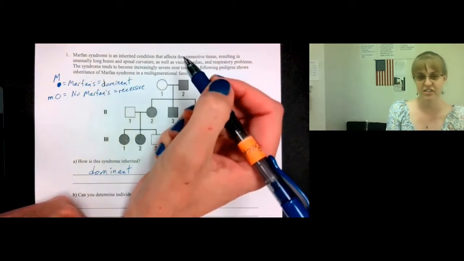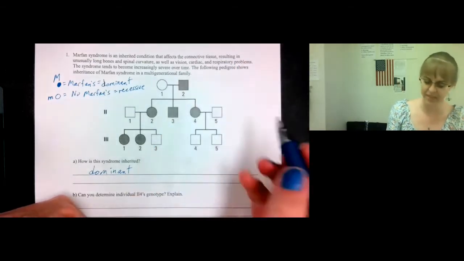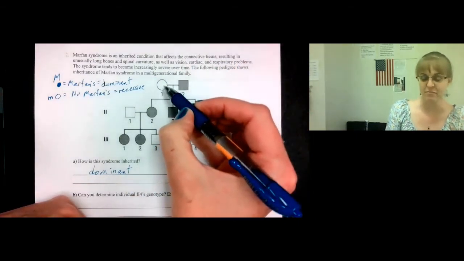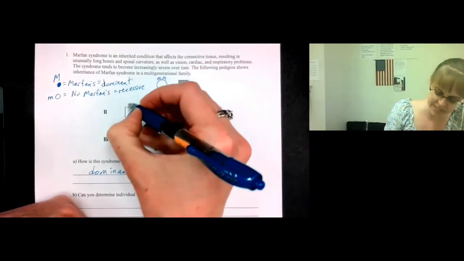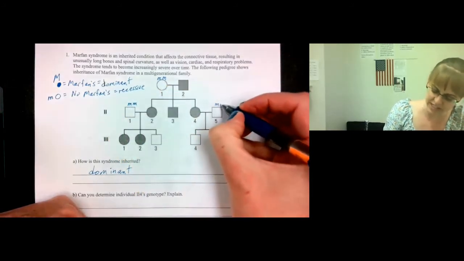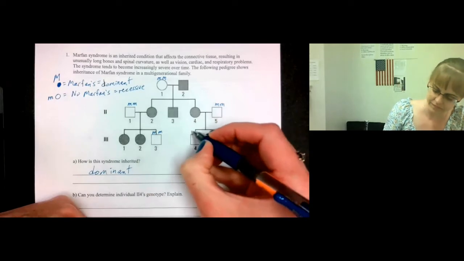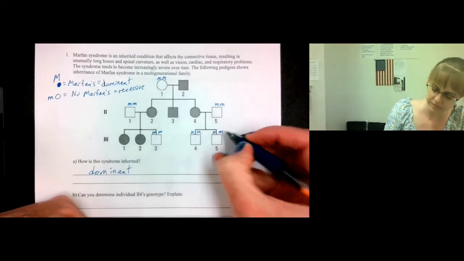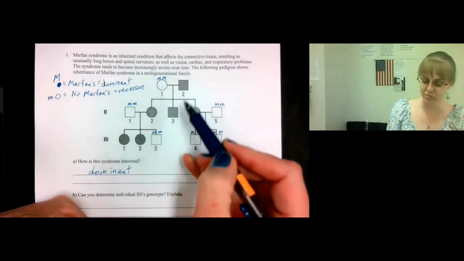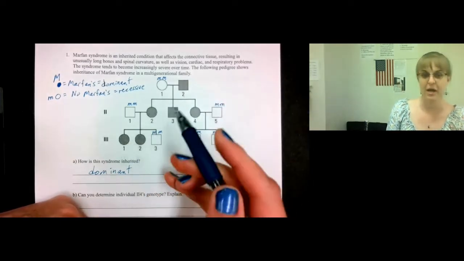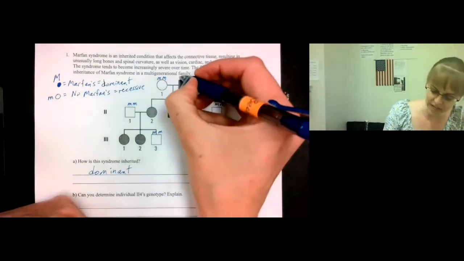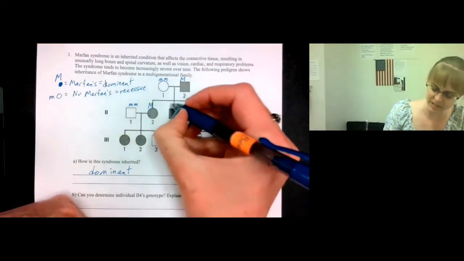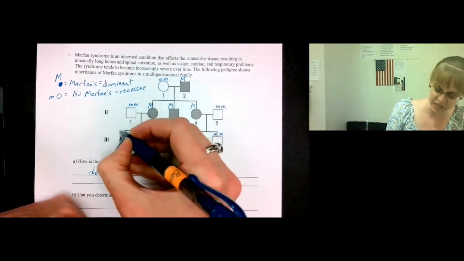I find it easiest to start with all the people who are recessive. In order to be recessive, they must have 2 copies of the recessive gene. So I'm going to put lowercase m's above everybody who is recessive. Now, each person who has the dominant trait must have at least 1 copy of the dominant trait and maybe 2. So for now, I'm going to put 1 copy of the dominant capital M for each of the shaded in people.